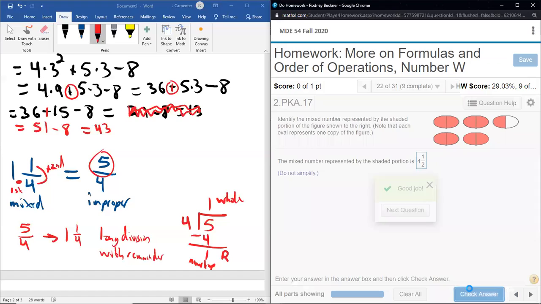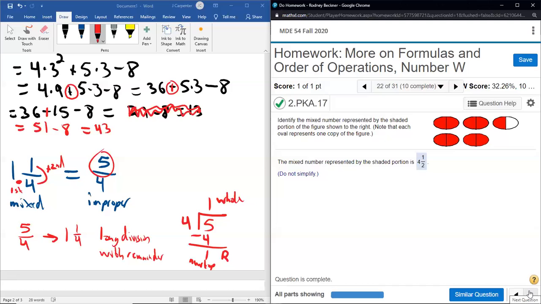Incidentally, if you took 4 times 2, you would get 8. 8 plus 1 is 9, meaning that the improper fraction would be 9/2. Also, this could be written as a decimal of 4.5. All three of those answers are correct. As long as MyMathLab doesn't want a specific format, it wouldn't care. But very often, they do express which format to answer.